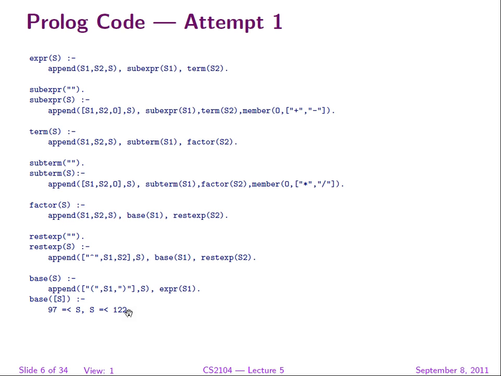We're saying expression generates S in the reasoning rule. Here we're saying the predicate expr for expression accepts S. So it's supposed to succeed if S is part of the language and fail otherwise. So we're going to say the following, that if S1 is accepted by sub-expression and S2 is accepted by term, then by appending S1 and S2, I get a string S, which should be accepted by expression. All right?